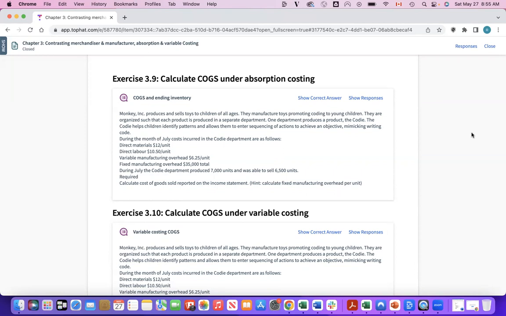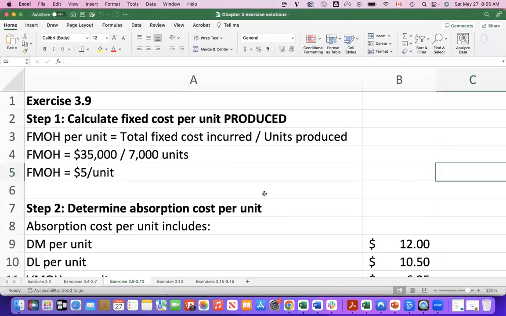So we see direct materials of $12 per unit, direct labor of $10.50 per unit, variable manufacturing overhead of $6.25 per unit, fixed manufacturing overhead of $35,000 in total. Key there. During July, the Cody department produced 7,000 units and was able to sell 6,500 of them. So based off of this information, we can calculate cost of goods sold under both the absorption and variable costing approach.